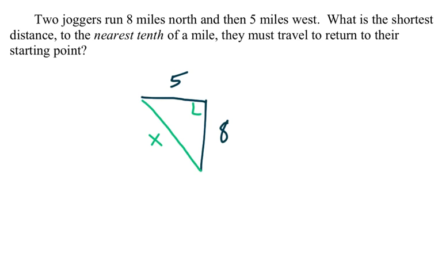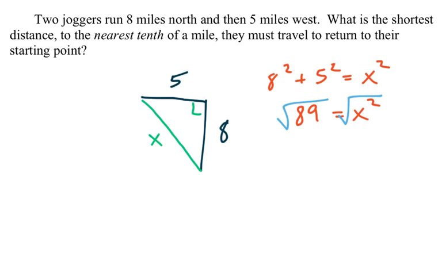So to solve this, we would have 8 squared plus 5 squared equals x squared. Solving quickly for this, 8 squared, 64, plus 25 is 89, is equal to x squared. Take the square root. It's going to be a little over 9. The shortest distance is approximately 9.4 miles.